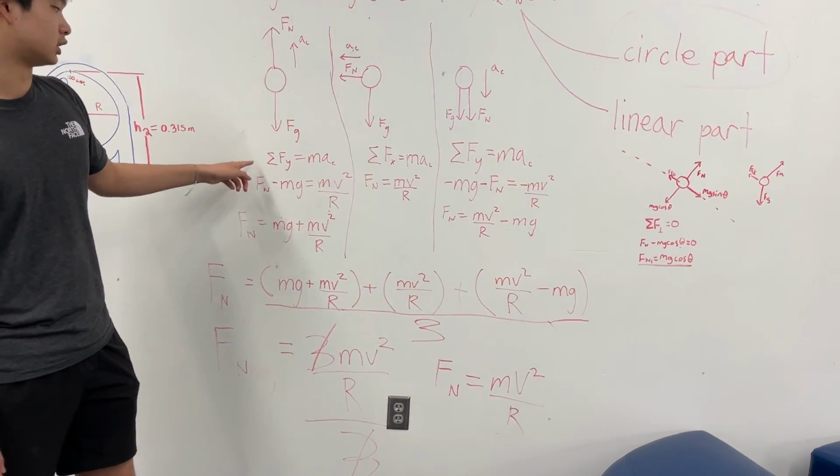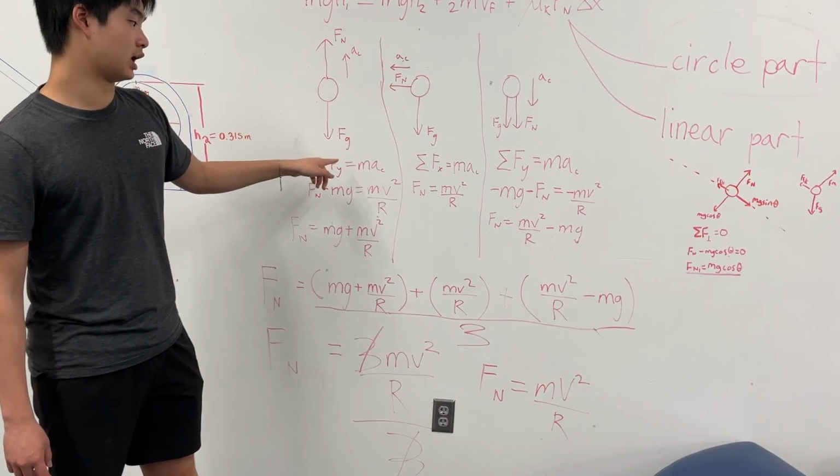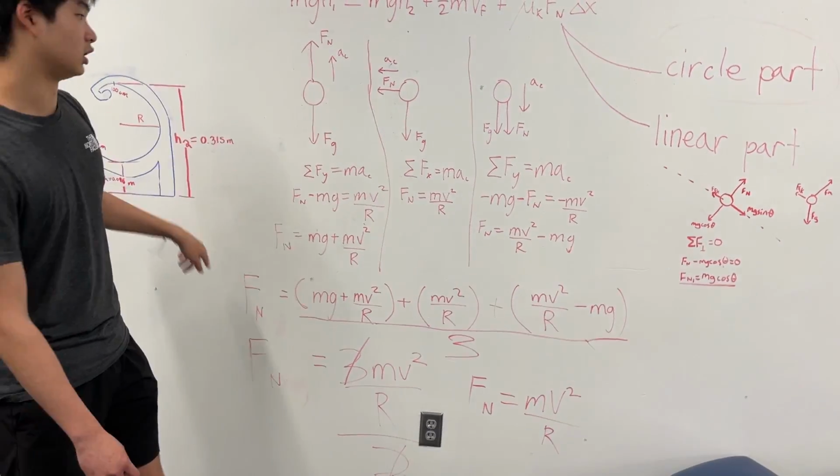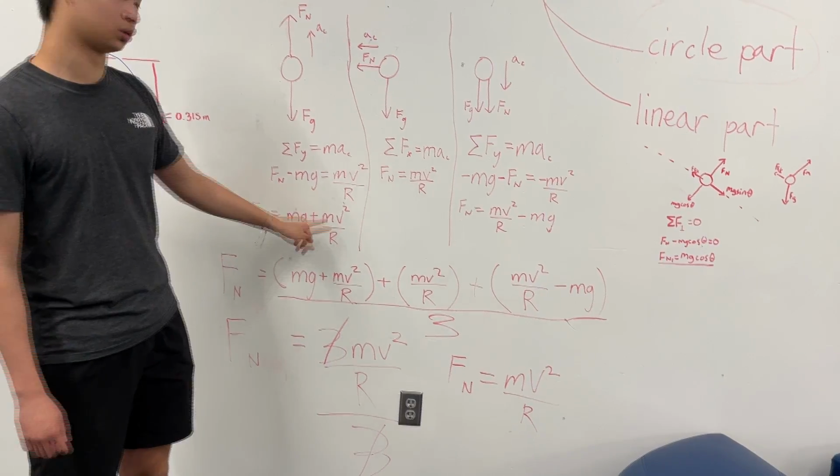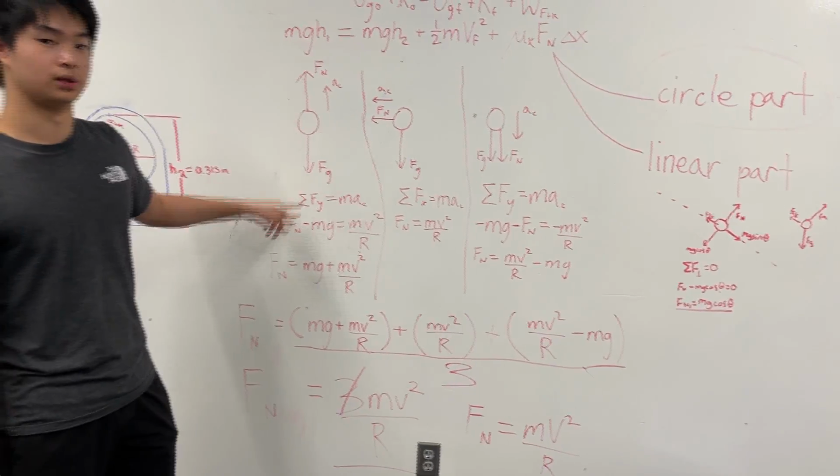So doing sum of the forces equals m a sub c, because it's following a circular path, we find that Fn is equal to mg plus mv squared over r. And so this is for the bottom of the track.